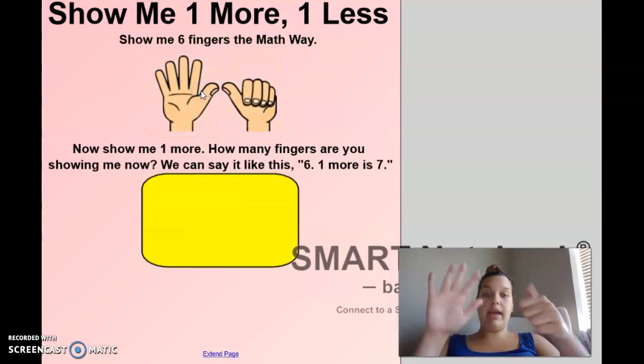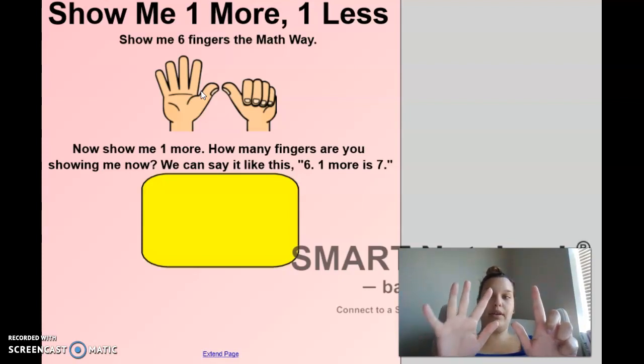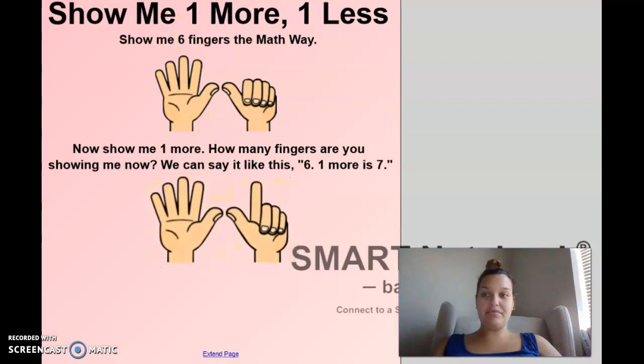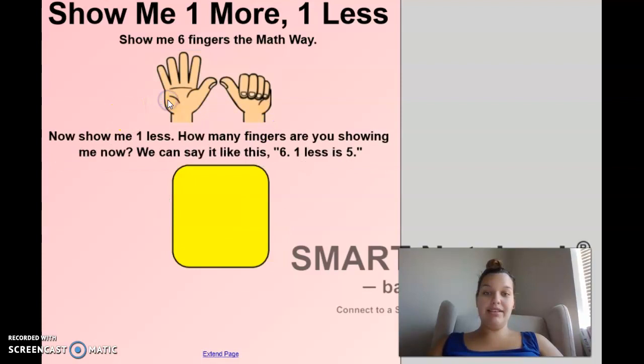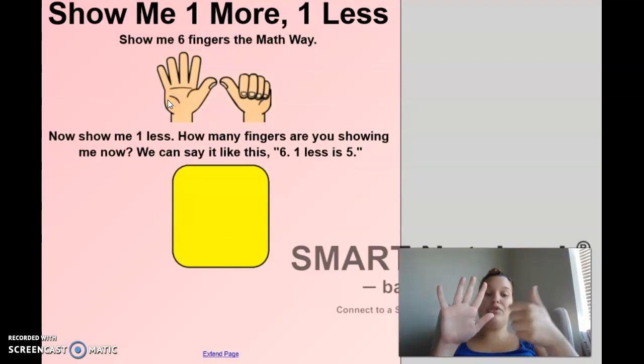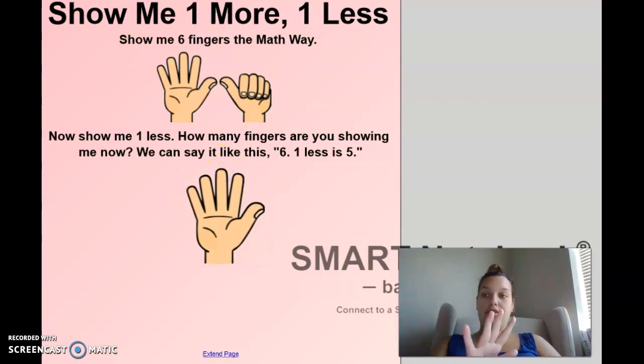Show me 6 fingers the math way. Now show me one more. We can say 6 and one more is what? 1, 2, 3, 4, 5, 6, 7. Show me 6 fingers again, please. Now show me one less. 6 and one less is 5.